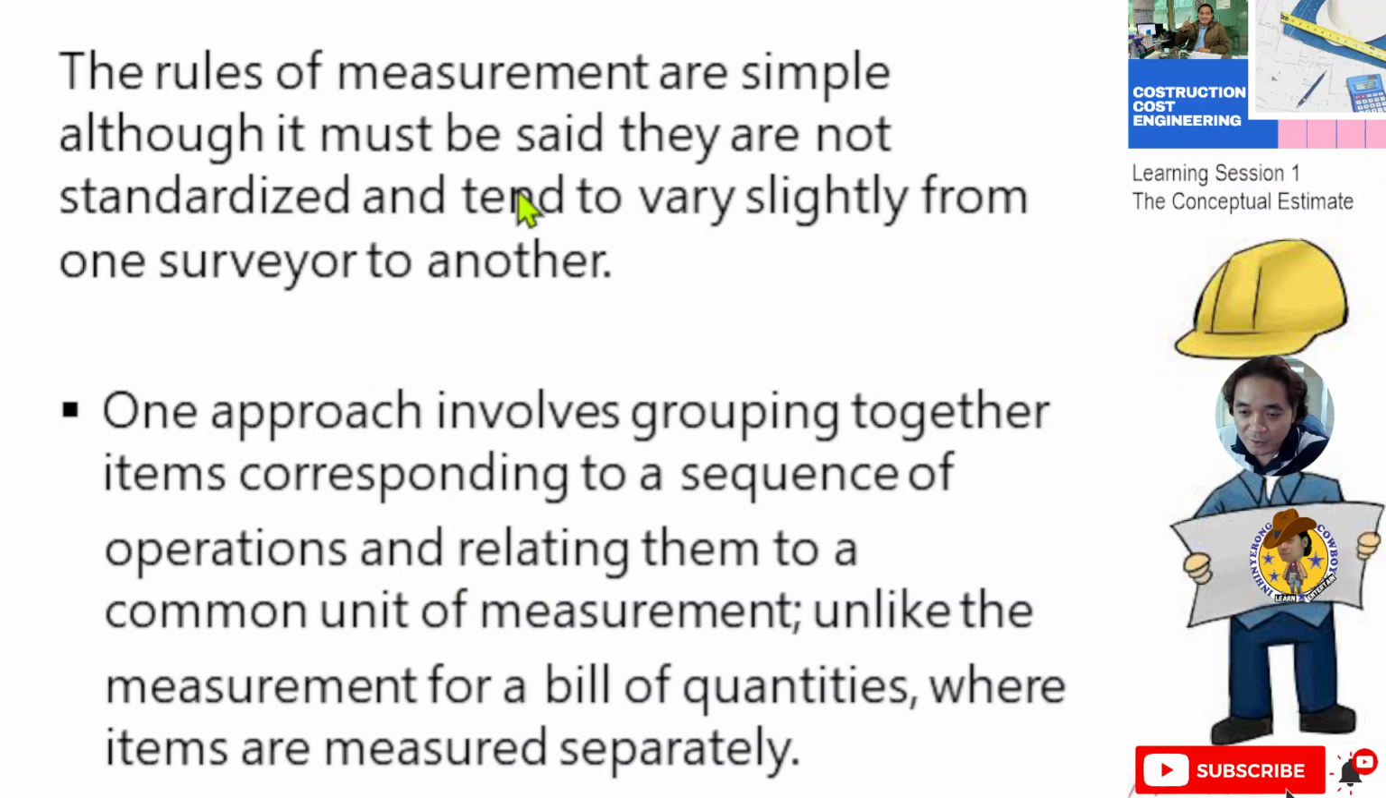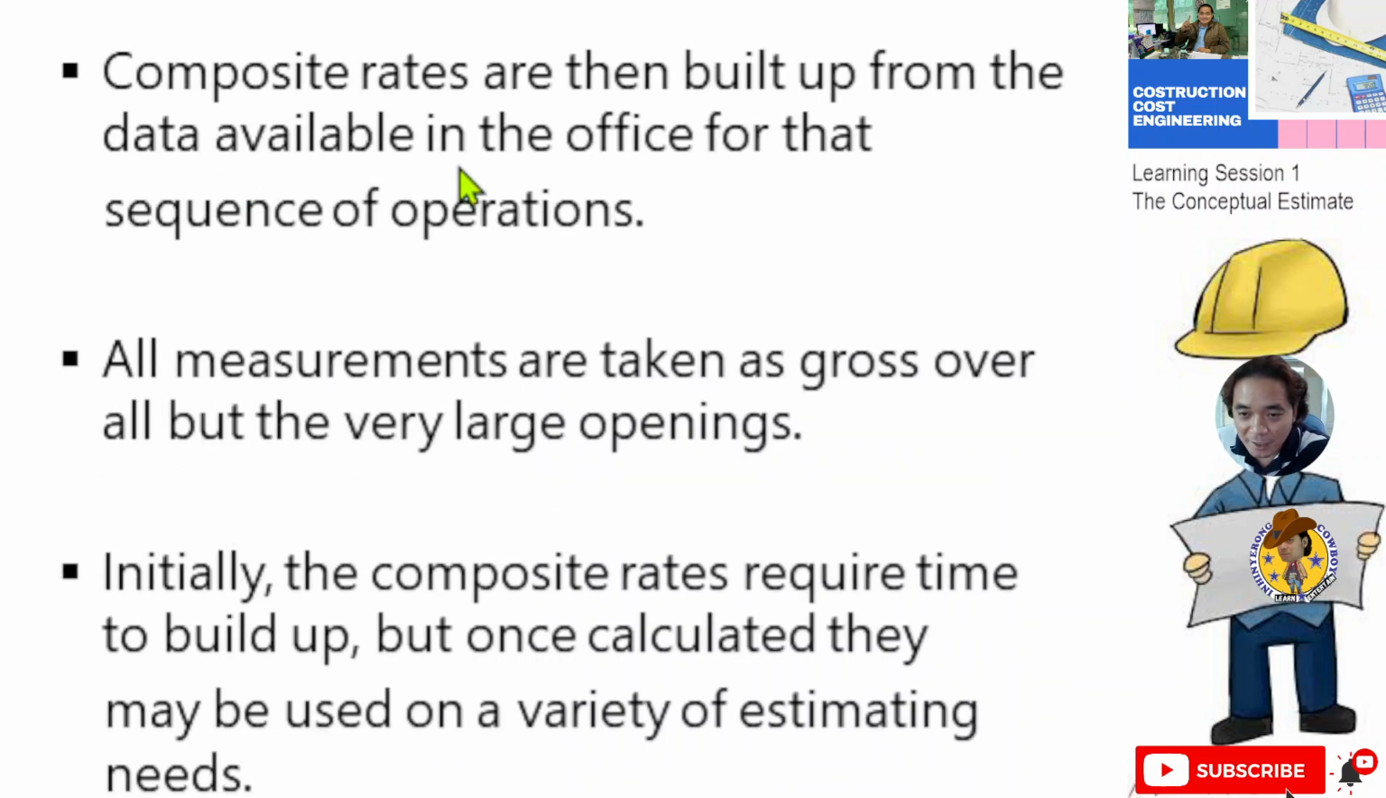One approach involves grouping together items corresponding to a sequence of operations and relating them to a common unit of measurement. Unlike the measurement for a bill of quantities, where items are measured separately, composite rates are built up from the data available in the office for the sequence of operations. All measurements are taken as gross over all but very large openings. Initially, the composite rates require time to build up, but once calculated, they may be used in a variety of estimating needs.